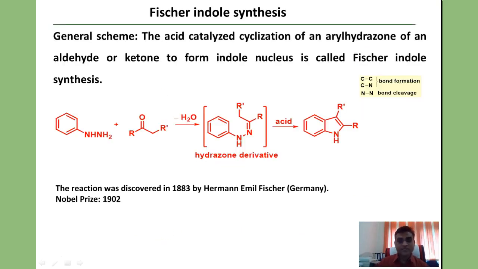Now, first of all, let us define what Fischer indole synthesis is. The acid-catalyzed cyclization of an aryl hydrazone of an aldehyde or a ketone is called a Fischer indole synthesis. Here, in Fischer indole synthesis, we have to start with phenylhydrazine and an enolizable ketone. Now, if these two are heated, we get a hydrazone derivative of the enolizable ketone, and this hydrazone, under acidic conditions, undergoes cyclization to form the indole derivative.